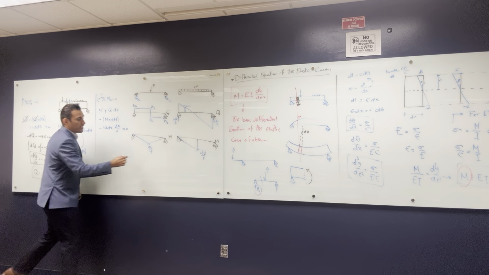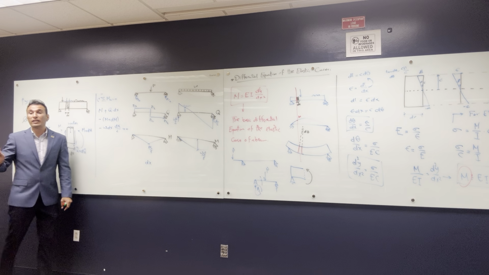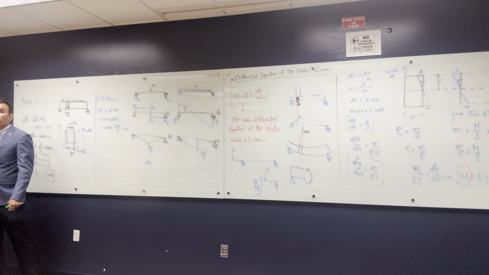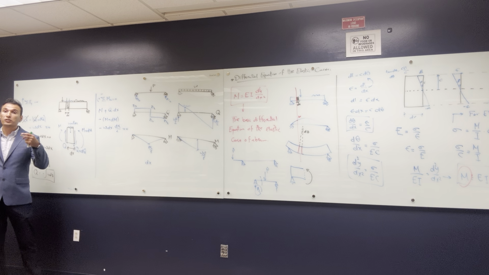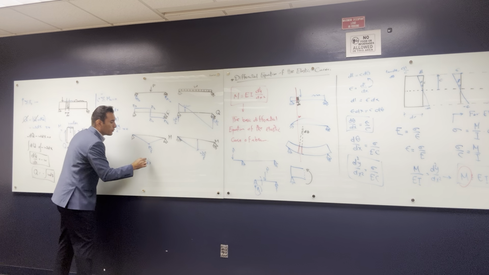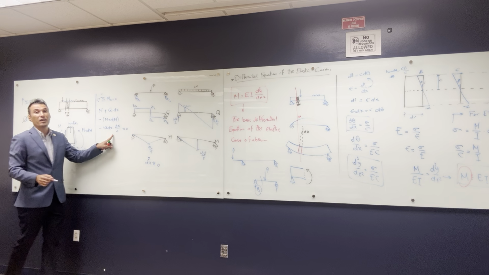But dx is very, very small. Let's just say it's 0.000001. What if we squared it? How much is it going to be? It's going to be way, way smaller. So in this equation, we can say that dx squared is almost equal to 0. It's very, very small.